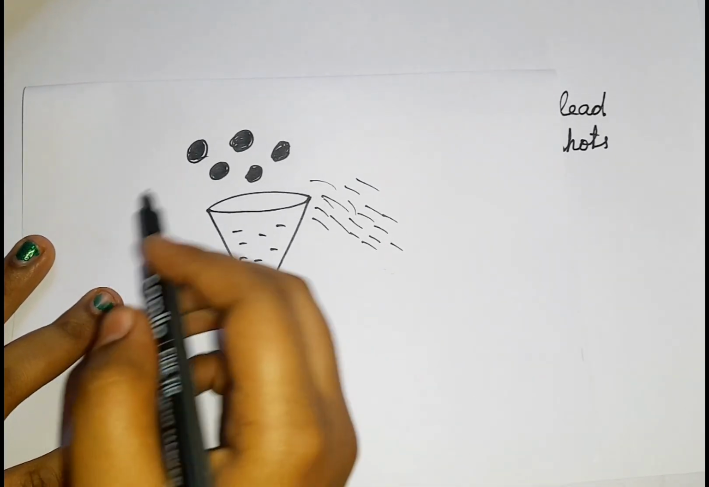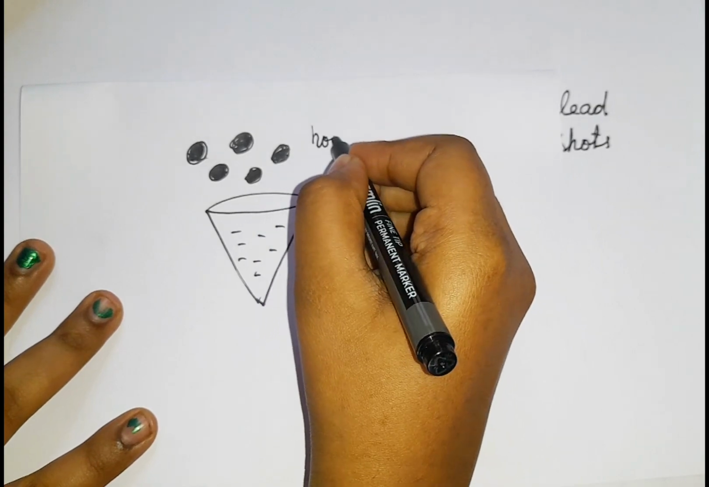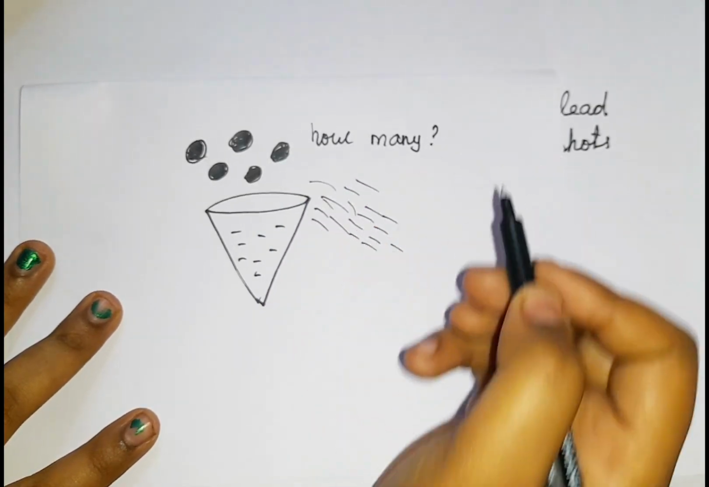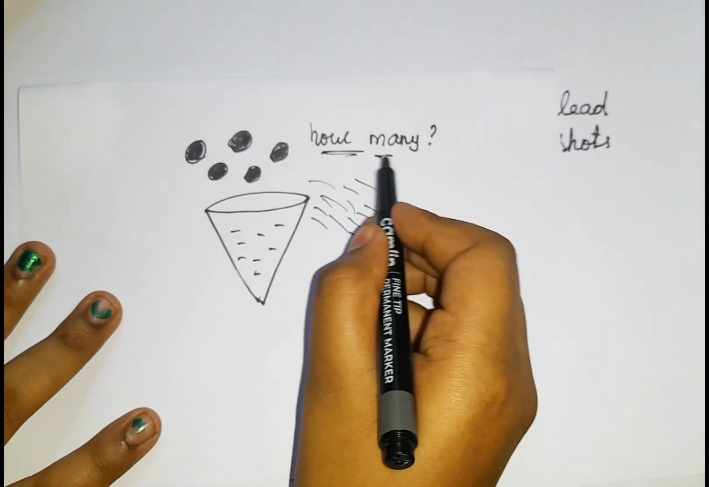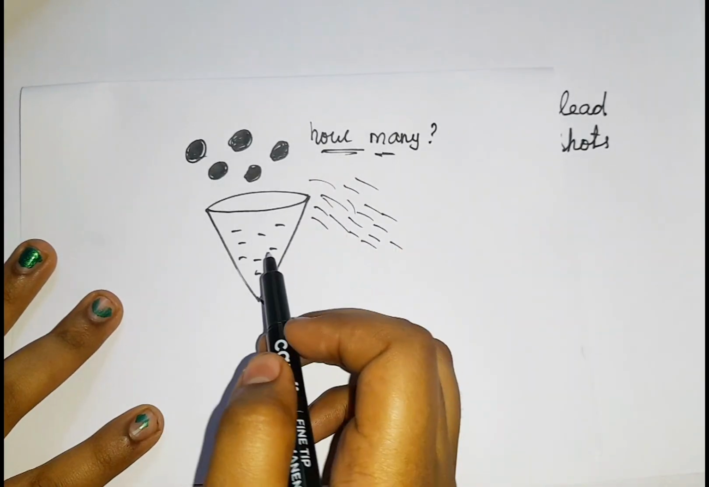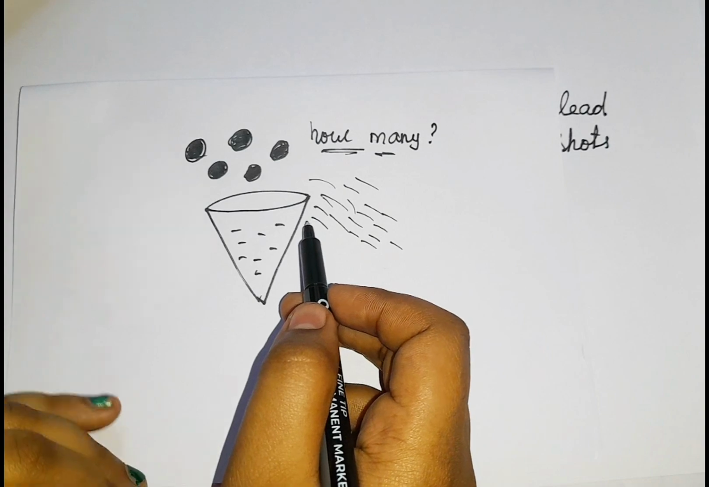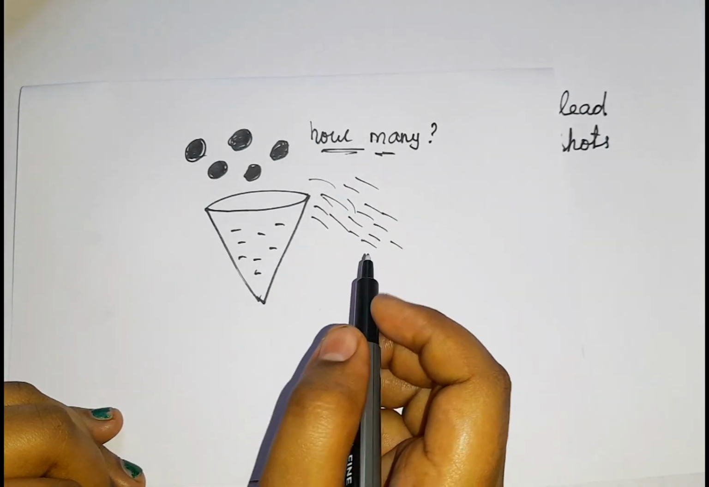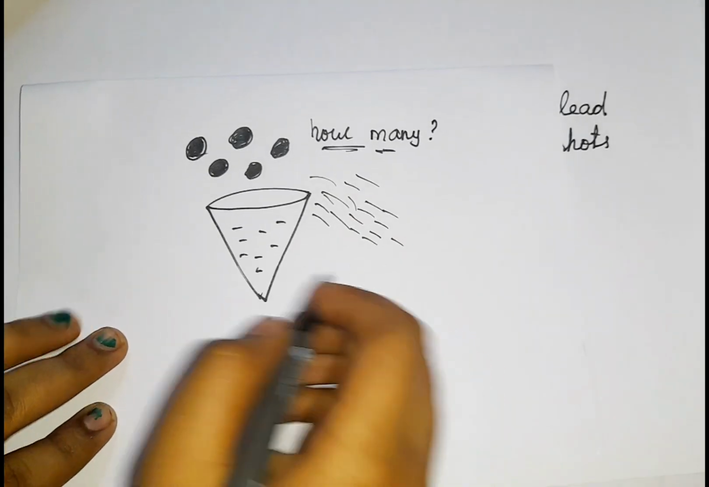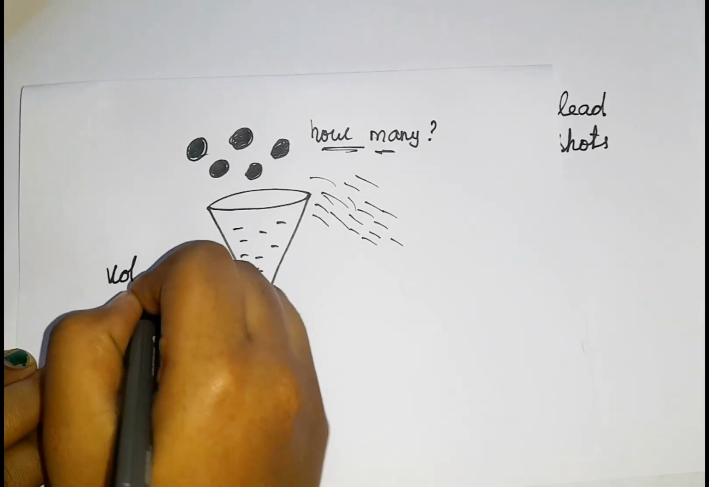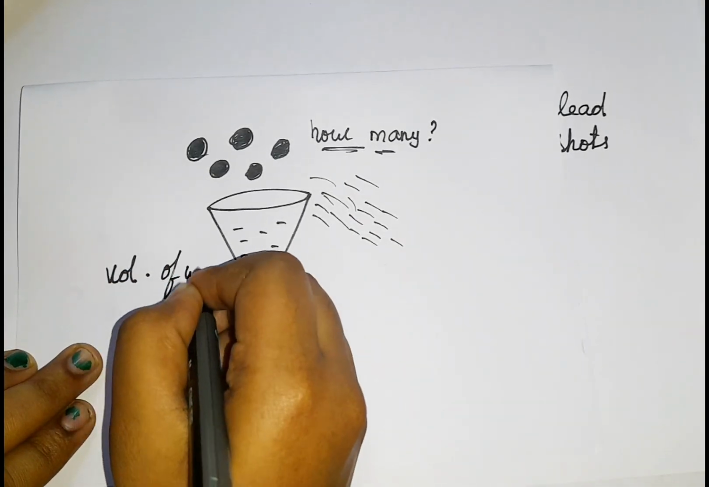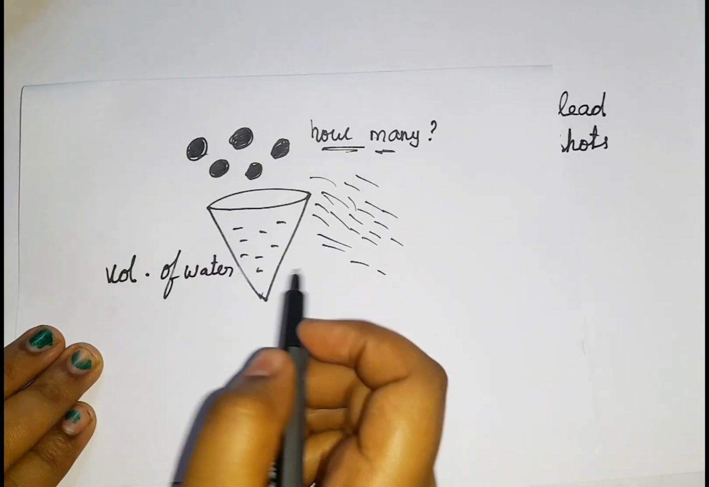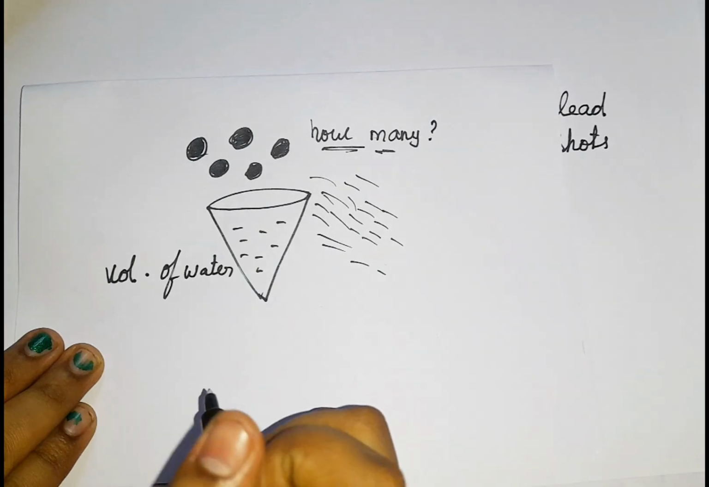Am I right? But we don't know how many lead shots there are. It is the question; we are supposed to find it. According to the question, we are supposed to find how many lead shots we should throw inside. They didn't mention it. We are supposed to find it. So now, do you guys think that the volume of water that is flowing out, as you can see here, is equal to the volume of the lead shots?